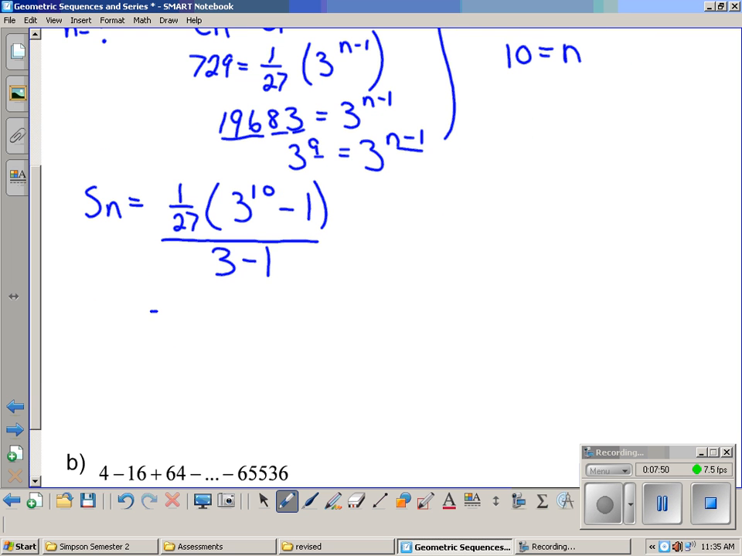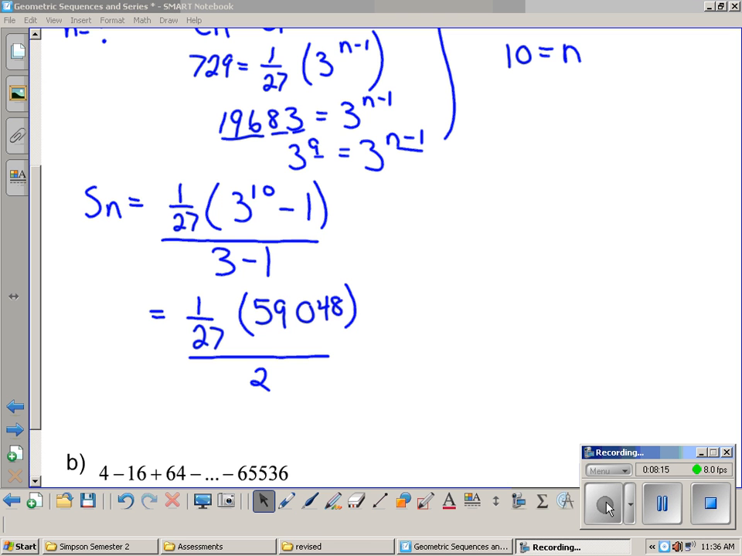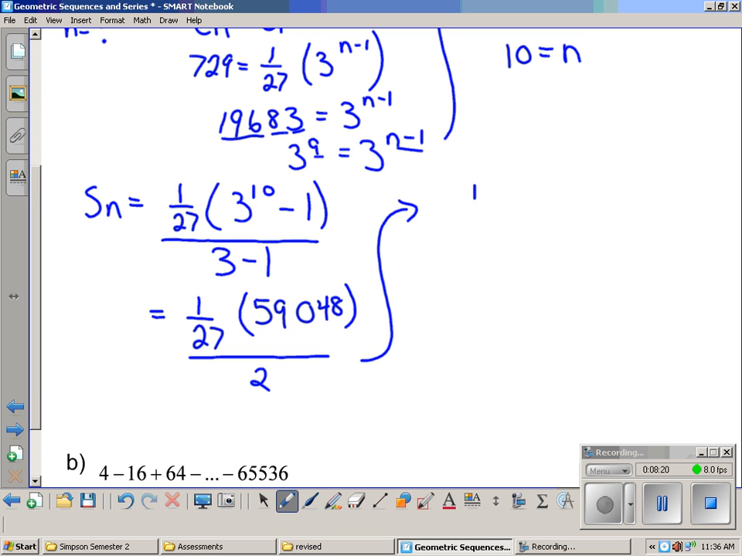Simplifying this formula, we end up with 1 over 27 times 3 to the 10 minus 1 works out to 59,048 all over 2. If we're dividing by 2, it's the same thing as multiplying by 1/2. So I can rewrite this to be 1 over 27 times 59,048 times 1/2.